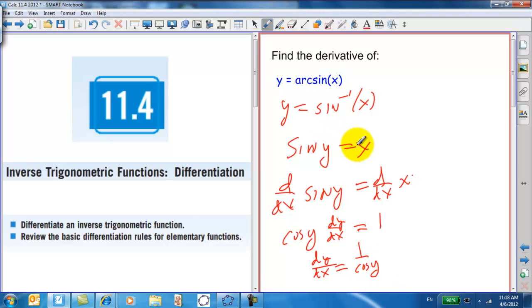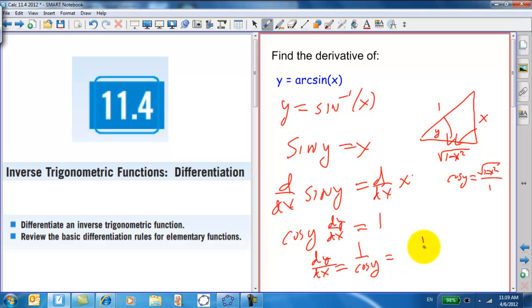Thing is though, remember sine y was equal to x, and if we set up a diagram and look at the angle y, the sine of y, so SOH-CAH-TOA, sine is opposite over hypotenuse. So let's just call this x over 1. And so now we can use the Pythagorean theorem to get the square root of 1 minus x squared for this other side. That means the cosine of y is equal to adjacent over hypotenuse, square root of 1 minus x squared over 1, or square root of 1 minus x squared. So we get the answer is 1 over the square root of 1 minus x squared.